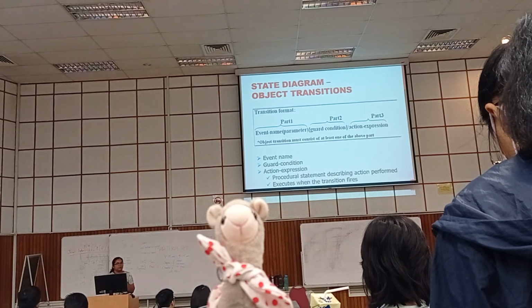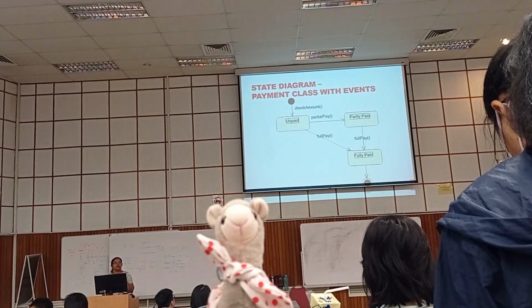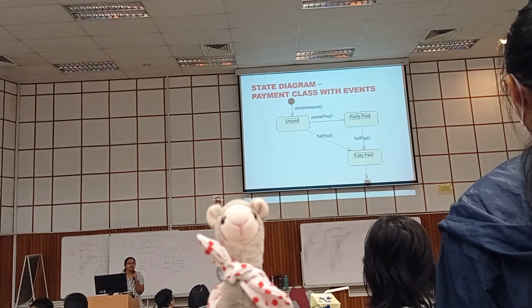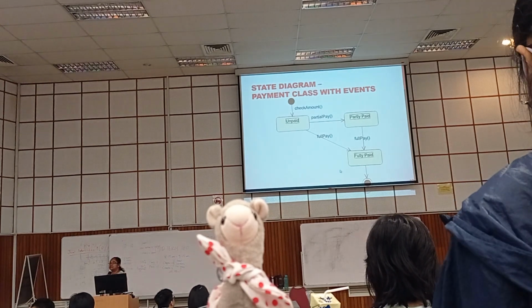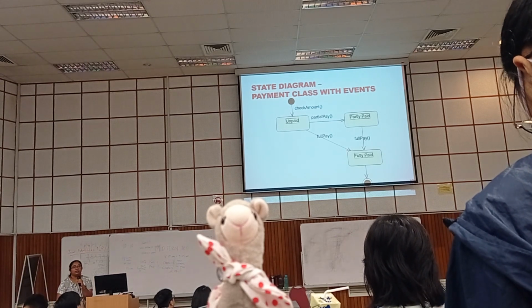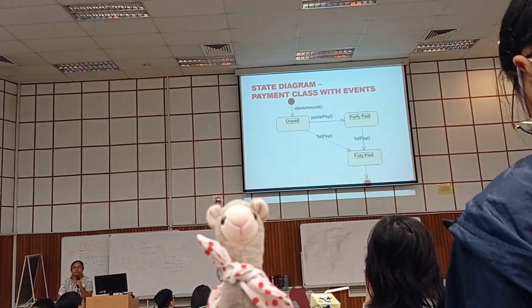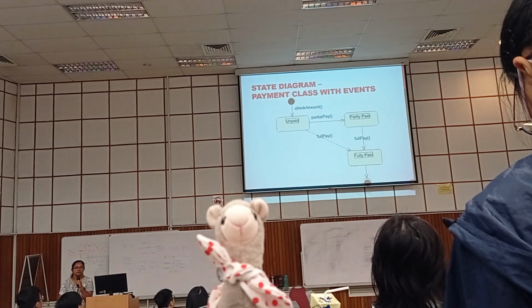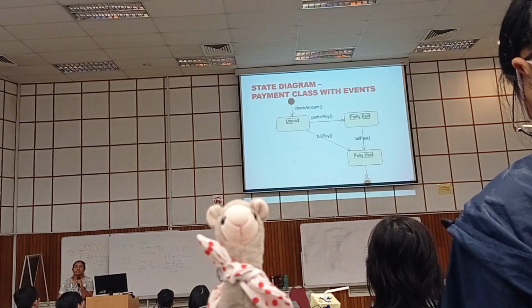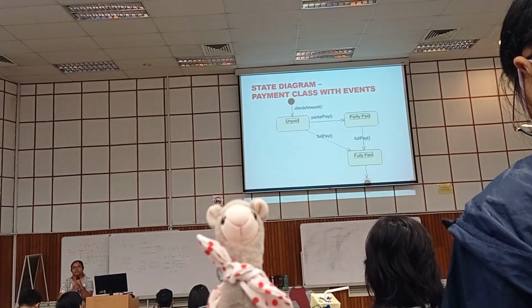Okay. I guess I already explained this clearly, right? So can I go further? Look at this one. Can anyone tell me for this diagram, what is the class name or object name? How many class names do you have for this diagram? What is the class name? Payment. Can I have more than one class here for one diagram? No. One class, one diagram. So payment class.